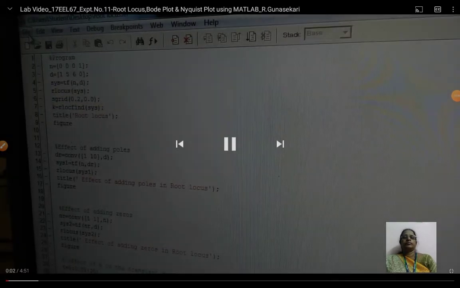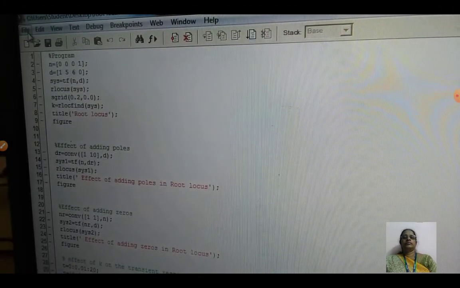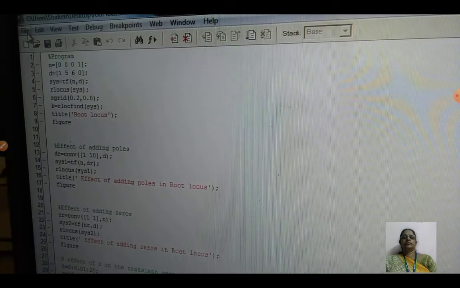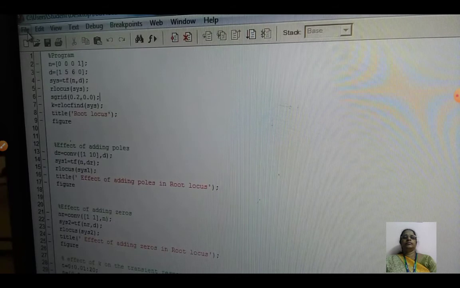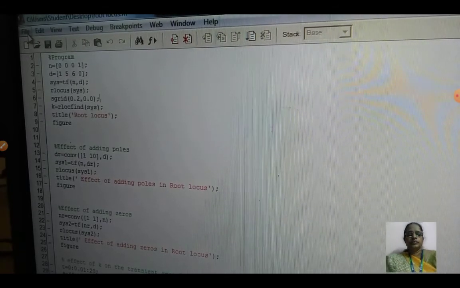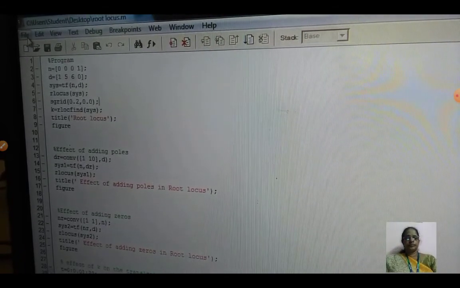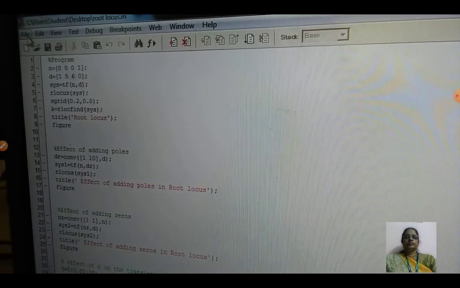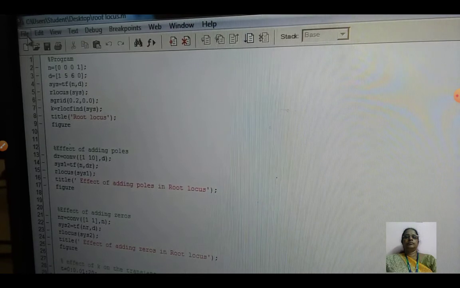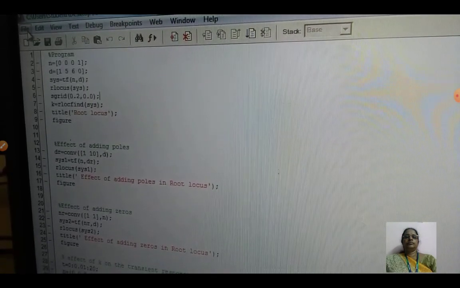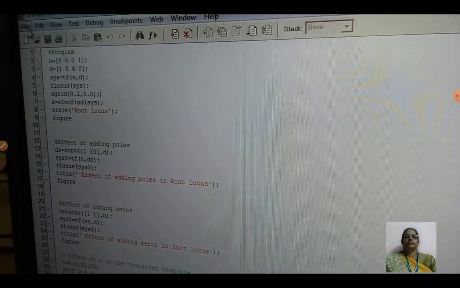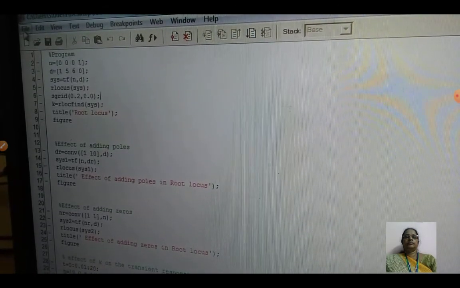Now I explain the root locus, Bode plot and Nyquist plot using MATLAB. Aim: to study the effect of open loop poles and zeros on root locus contour. Second one, to estimate the effect of open loop gain on the transient response of closed loop system using root locus. Third one is a comparative study of Bode plot, Nyquist plot and root locus with respect to stability.